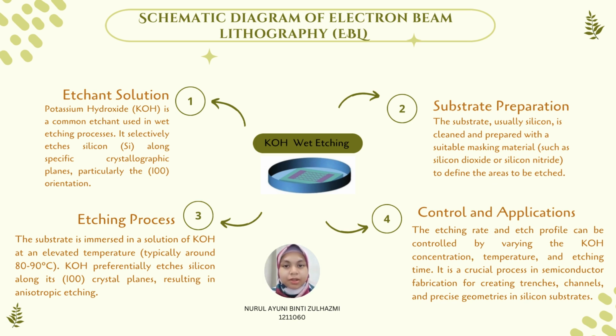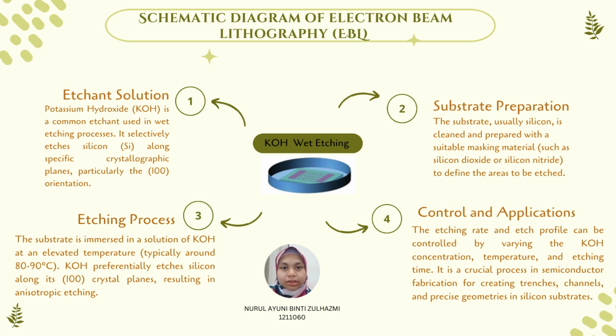Third, etching process. The substrate is immersed in a solution of KOH at an elevated temperature, typically around 80 to 90 degrees Celsius. KOH preferentially etches silicon along its 100 crystal planes, resulting in anisotropic etching.